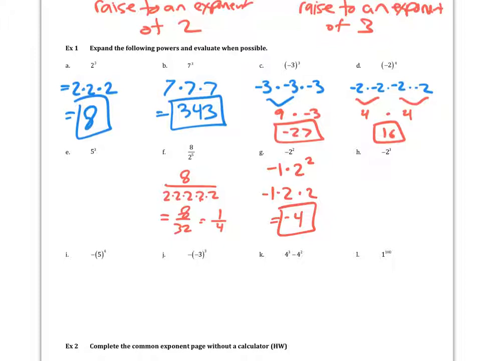Looking at H, similar idea. There's no parentheses, so I'm going to change it to negative 1 times 2 cubed, which is negative 1 times 2 times 2 times 2. That turns out to be negative 8.